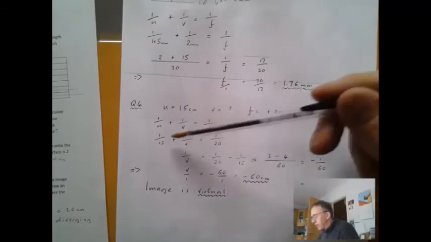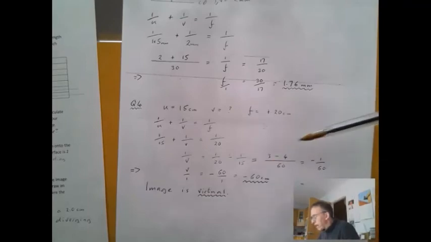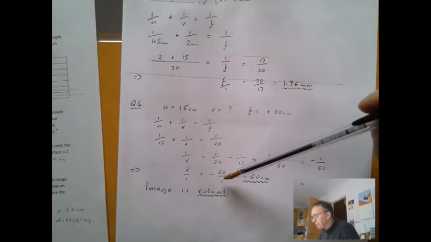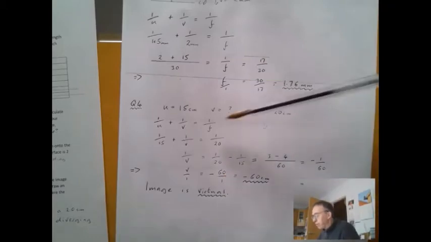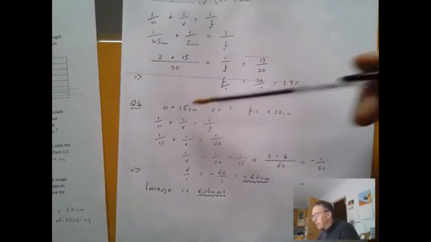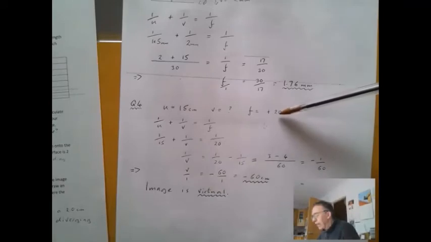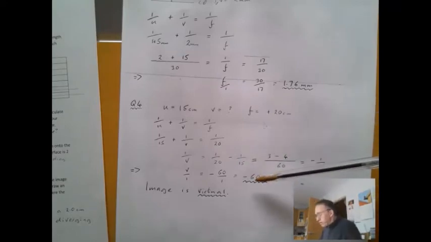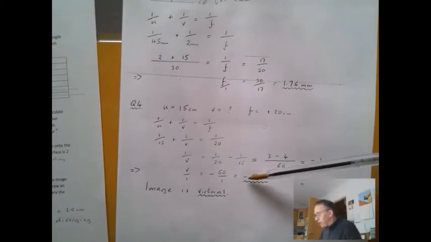Substitute into the lens equation, work it through, and we come up with a value of negative 60. You might have been tipped off about that because you can see that the object distance is less than the focal length. Therefore, the object is being placed inside the focal length, so the image is going to be virtual and the lens is going to work as a magnifying glass. So the image is going to be 60 centimeters away from the lens on the same side, and it's going to be virtual.